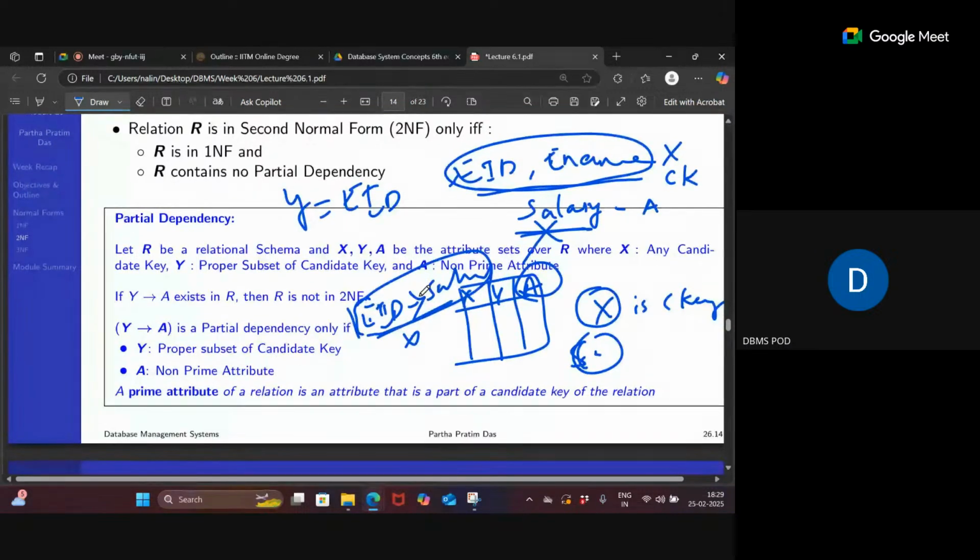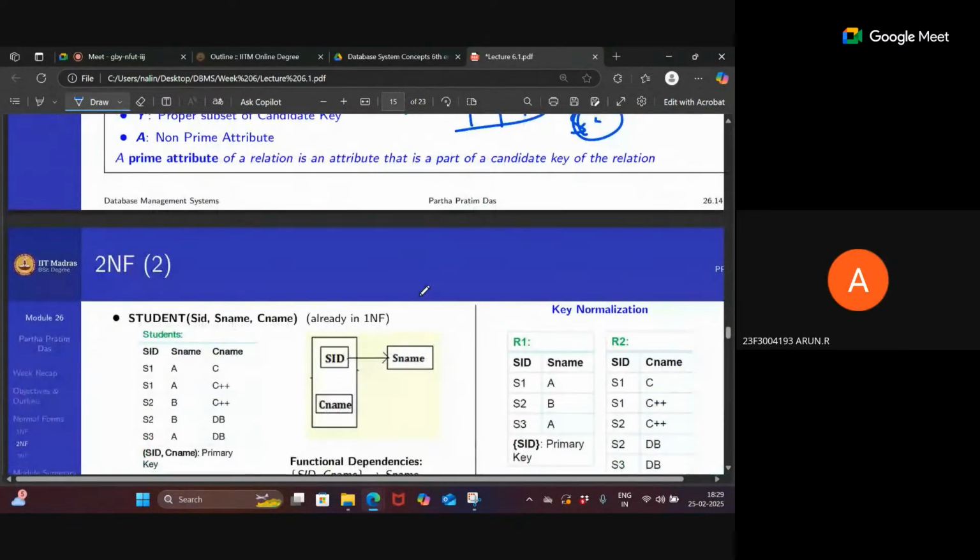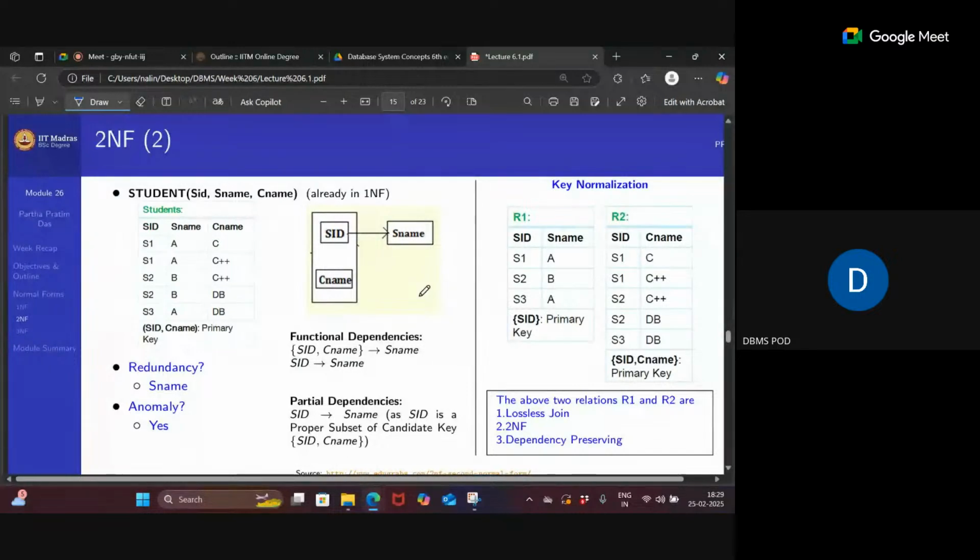Is it clear? What is the condition for 2NF? Clear, no? Yes, ma'am. Okay, let us take an example.